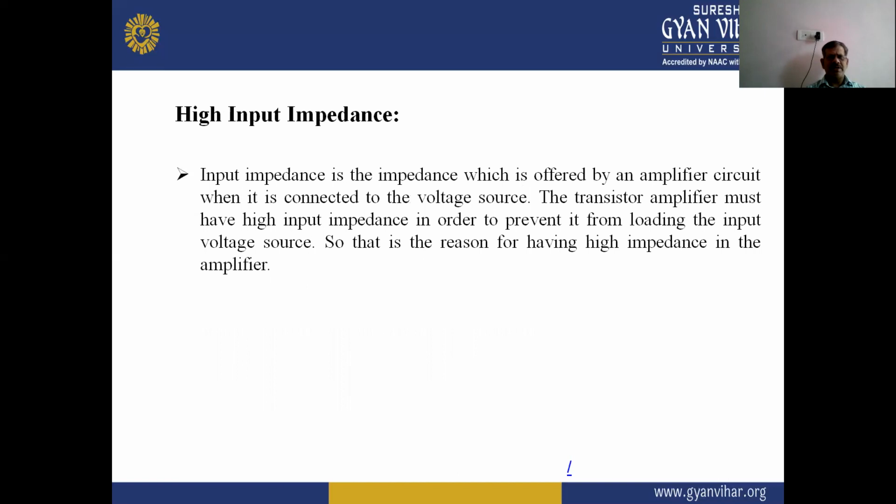So these are the two gains of amplifier, voltage gain and current gain. Next parameter is high input impedance of the amplifier. So input impedance is the impedance which is offered by an amplifier circuit when it is connected to a voltage source. The transistor amplifier must have high input impedance in order to prevent it from loading the input voltage source. So that is the reason for having high impedance in the amplifiers.